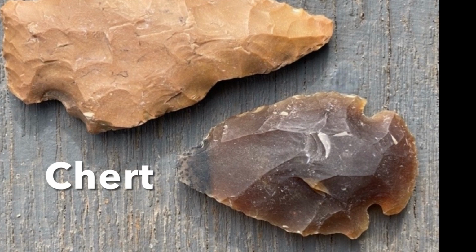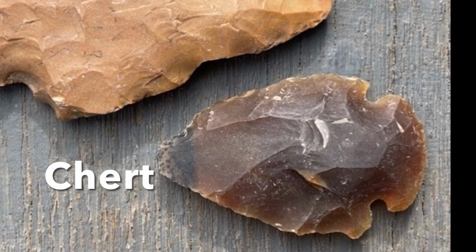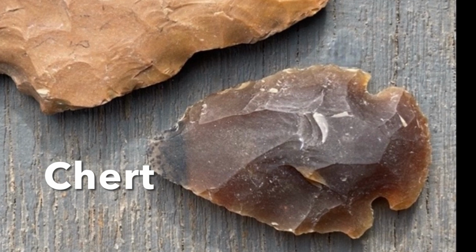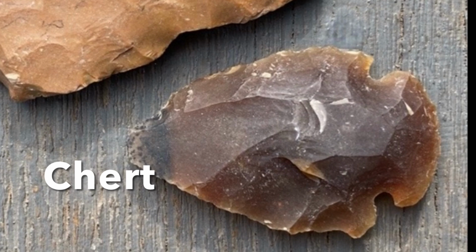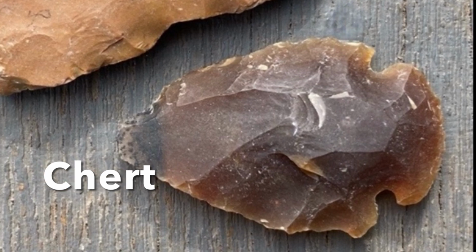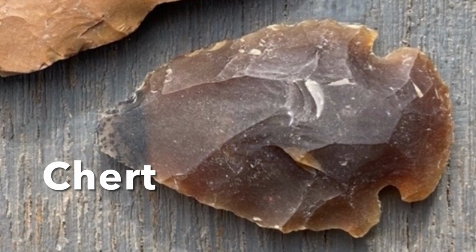Hey rock buds, now let's get into cryptocrystalline, also called microcrystalline forms of quartz. As you remember, microcrystalline quartz is quartz crystals that are microscopic in size. The chert for these arrowheads formed in chert nodules in limestone. And it's iron impurities like hematite in the chert that give it the color.